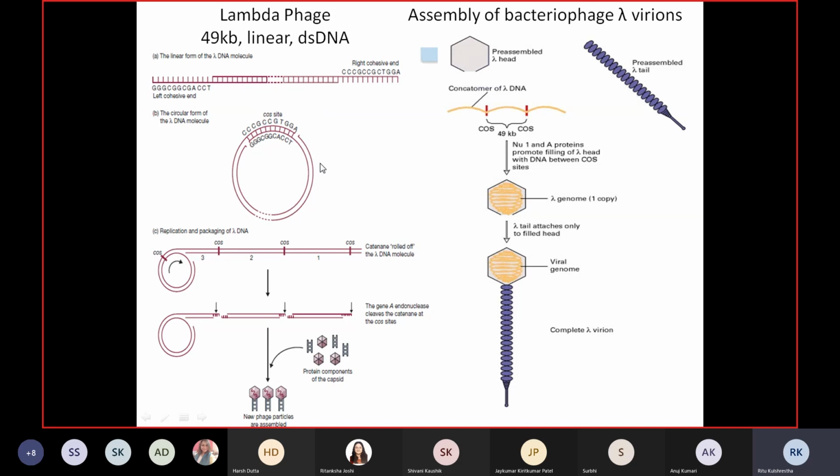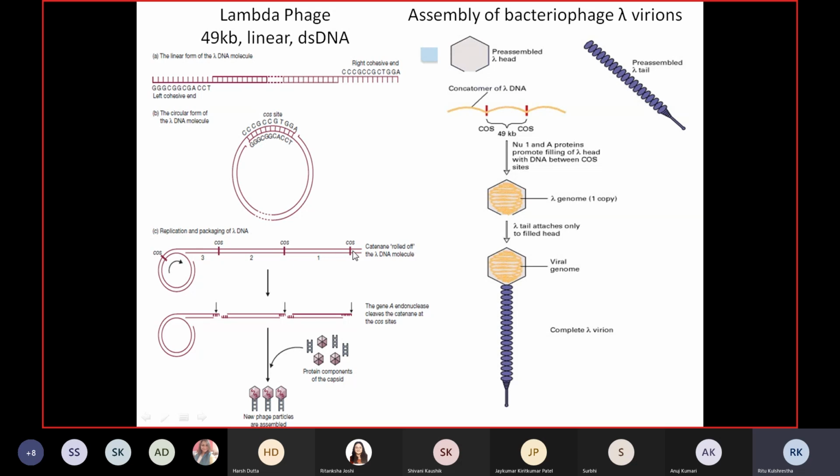Then when it makes more copies, by the rolling circle mechanism, it shoots out multiple replicated copies, and they are in the form of a multimer. Each individual phage genome is attached with the help of COS sites. So this is one phage genome, let's say 49 kb, this is another 49 kb, this is another 49 kb, and so on. These are also called concatemers or catenanes, various names are given. So this is how the replication takes place.